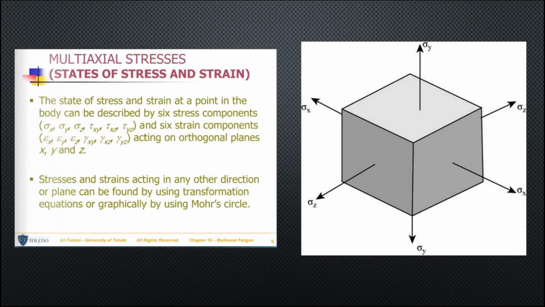And now we will move on to the next figure to explain a little bit about multi-axial stress. The state of stress and strain at a point in the body can be described by 6 stress components: X, Y, Z, XY, XZ, and YZ, and 6 strain components X, Y, Z, XY, XZ, and YZ acting on orthogonal planes X, Y, and Z. Stresses and strains acting in other directions or planes can be found by using transformation equations or graphically by using Mohr's circle. As we can see, the stress doesn't only come from 1 dimension or 2 dimensions, and even from 3 dimensions. It actually comes from all dimensions.